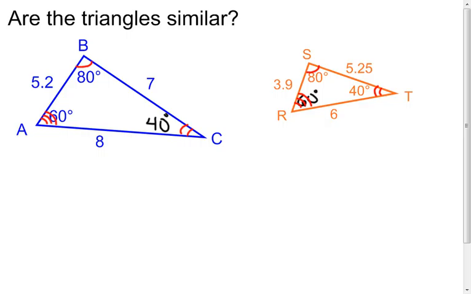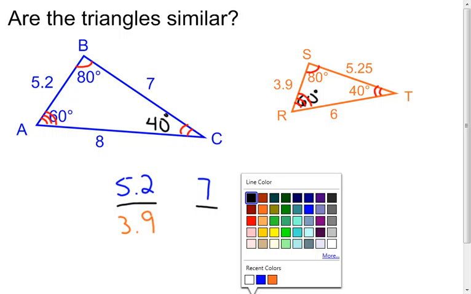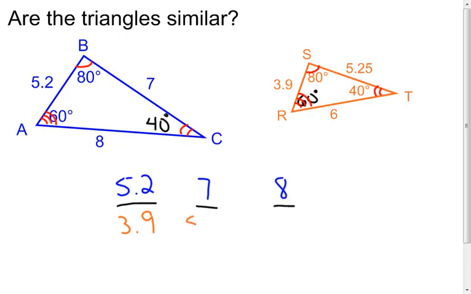There's my first check. Now I got to look at the sides, match these up. I'm going to look at my 5.2 unit side. That's going to have to match up or correspond to the 3.9 unit side. Write my two little fraction bars for my other ratios. I'm going to look at the 7, and I also have to have the 8 for my other two. Now, the 7, that one's going to match up with the 5.25.